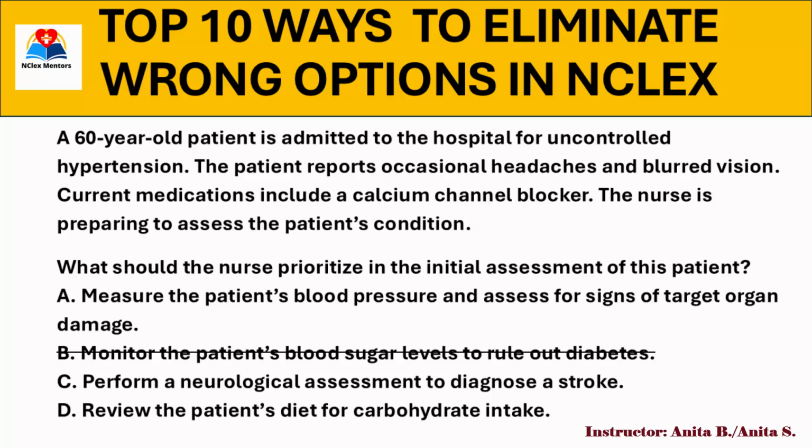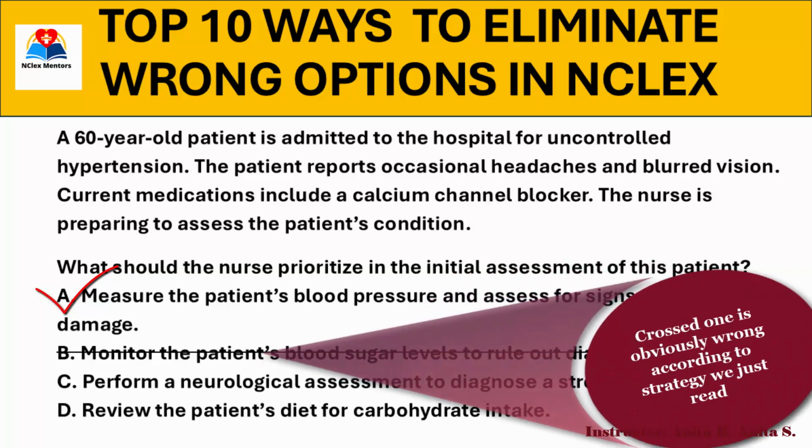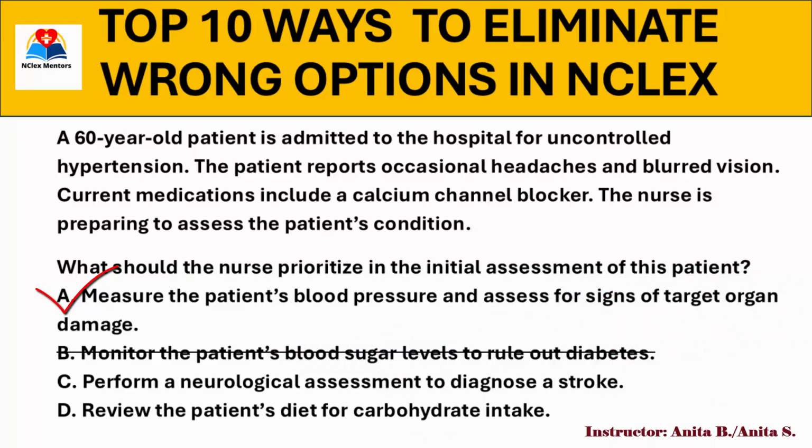The correct option is A: measure the patient's blood pressure and assess for signs of target organ damage. This option directly relates to the scenario of uncontrolled hypertension. Blood pressure measurement and evaluation for complications, such as organ damage, are crucial priorities in managing this condition.